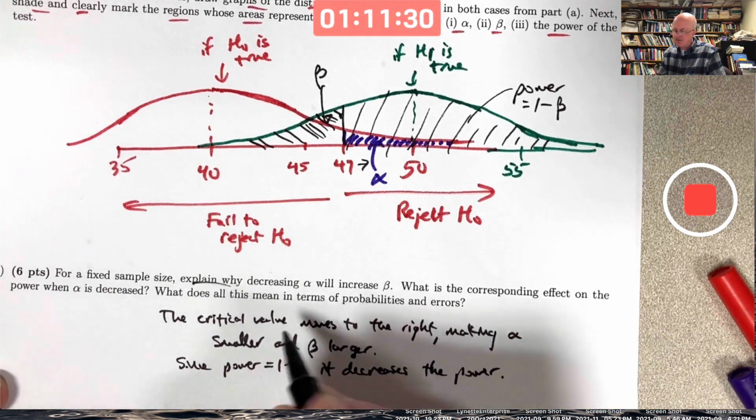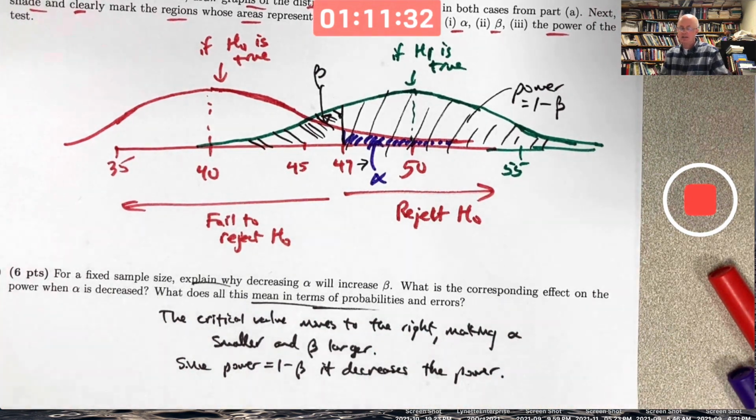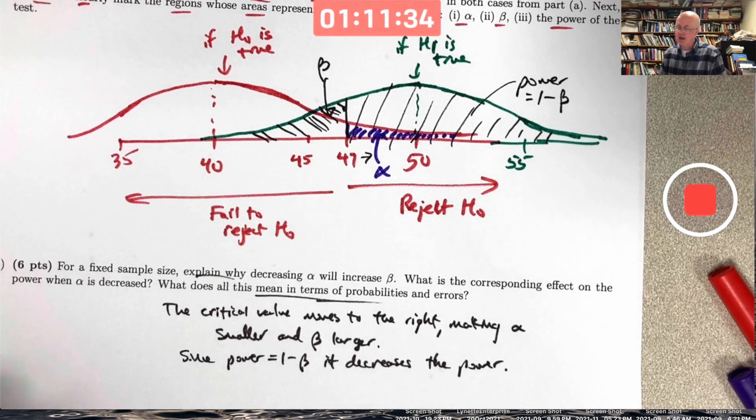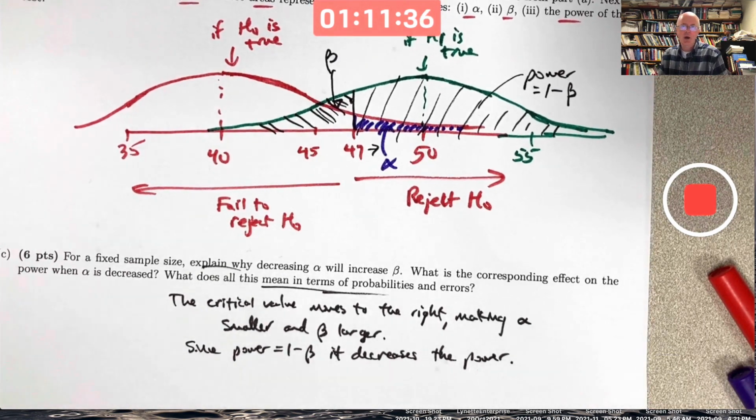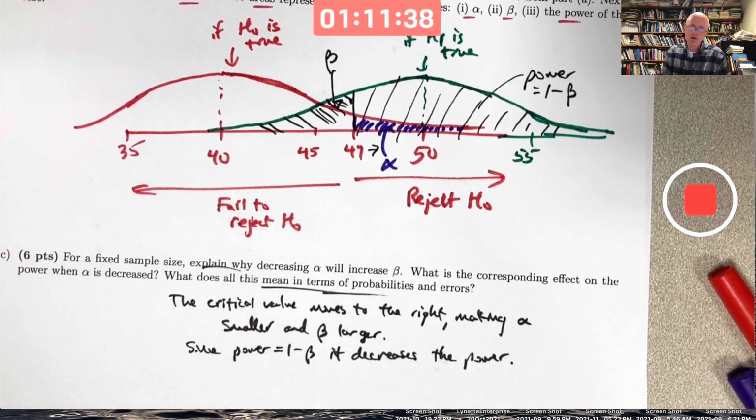And so what this means, as far as this last question goes, practically speaking, is for a fixed sample size, you can't have it both ways. If you want small alpha, it makes beta larger. If you want small beta, it makes alpha larger. Said another way, if you want small alpha, it makes the power smaller, which is bad. If you want larger power, it makes alpha bigger for a fixed sample size.